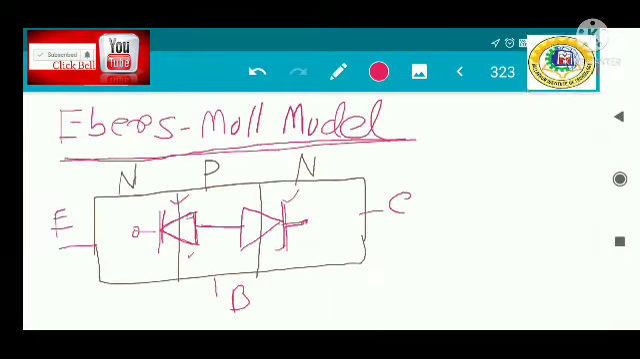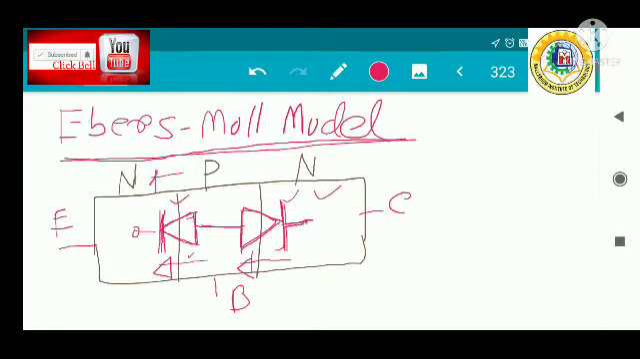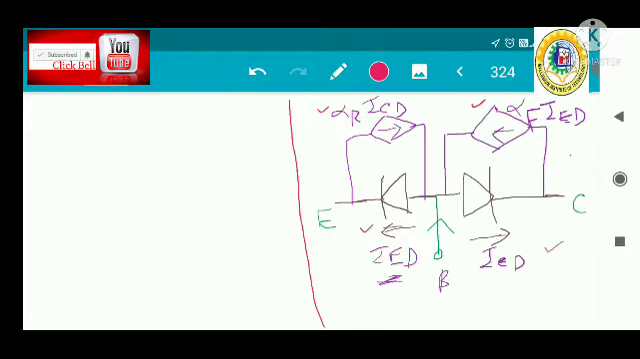Here we are first assuming that inside the transistor there are two back-to-back connected diodes. The current in this diode is reaching the collector, and the current in this diode, if there is a flow of current, is also reaching in that direction. So that's why there are two dependent current sources here.